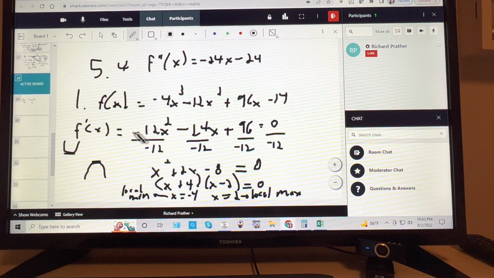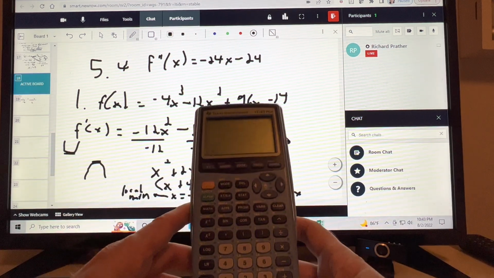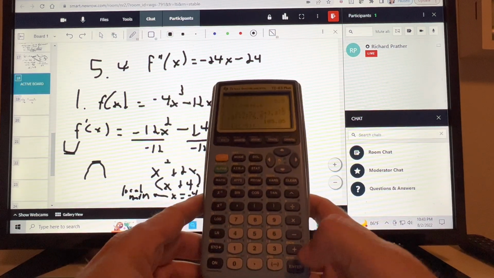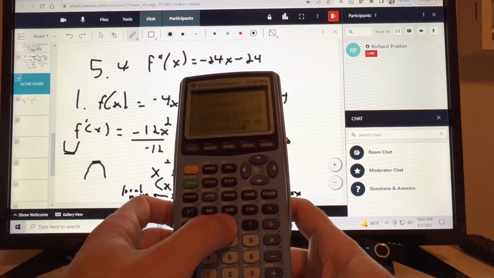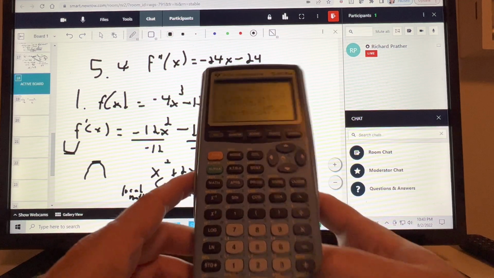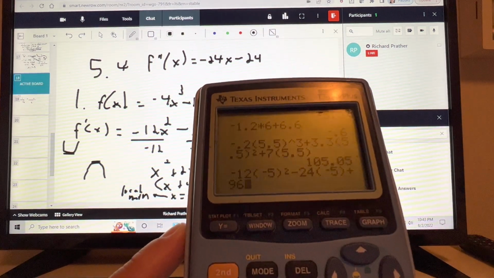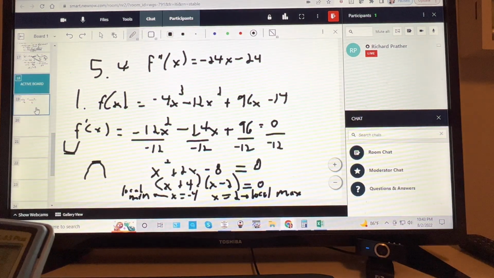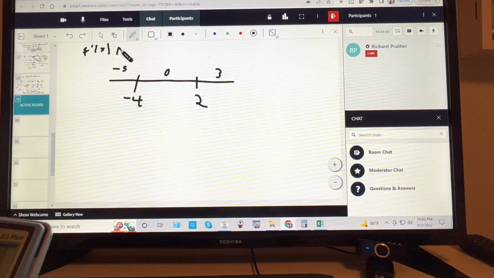So plug negative 5 into here. Negative 12 times negative 5 squared minus 24 times negative 5 plus 96. So I'm plugging negative 5 into the first derivative. It's negative 84. So more importantly, it's negative. When the first derivative is negative, that's when the original graph is decreasing.